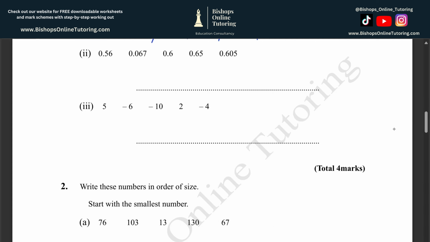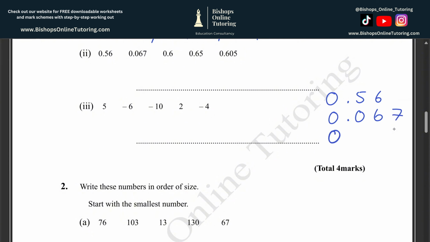Okay, this next one looks quite a lot more confusing because we've got a bunch of decimals. So let's just write out all these numbers on the side and then we will work from there. So 0.56, 0.067, 0.6, 0.65, and 0.605. Now, can you see I've written everything in order, like everything is in the same column?